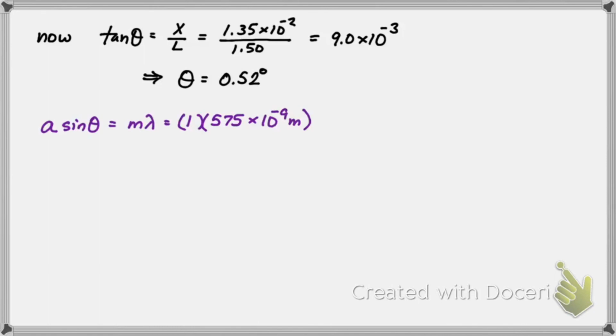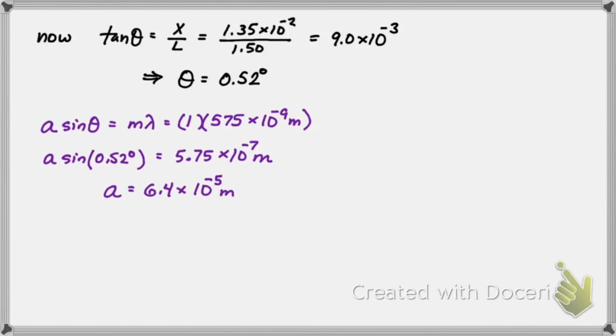Once you have the angle, I can plug in the m equals 1, the integer, plug in the wavelength, plug in the angle, and solve for A. So that's the answer I want. That is the diameter of the hair. Now I need to convert that to micrometers, because that's what the answers are given in. And notice I get 64.